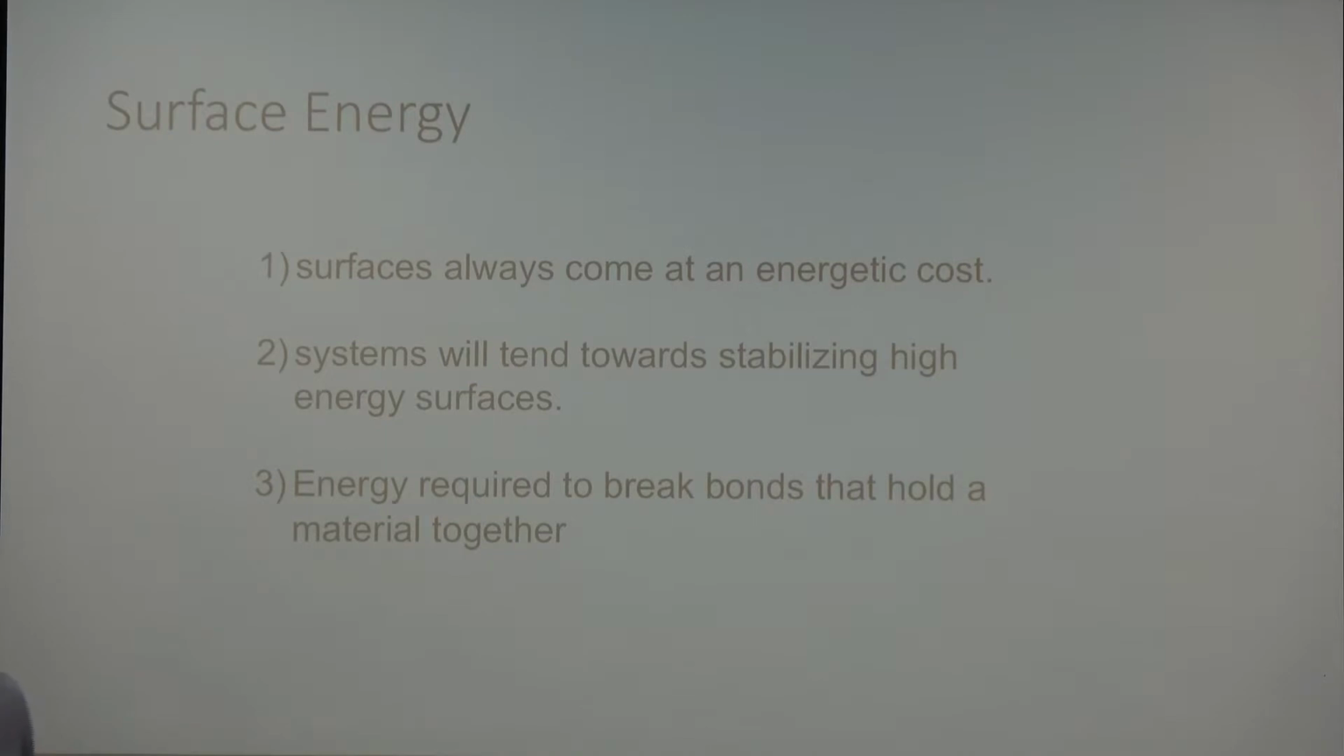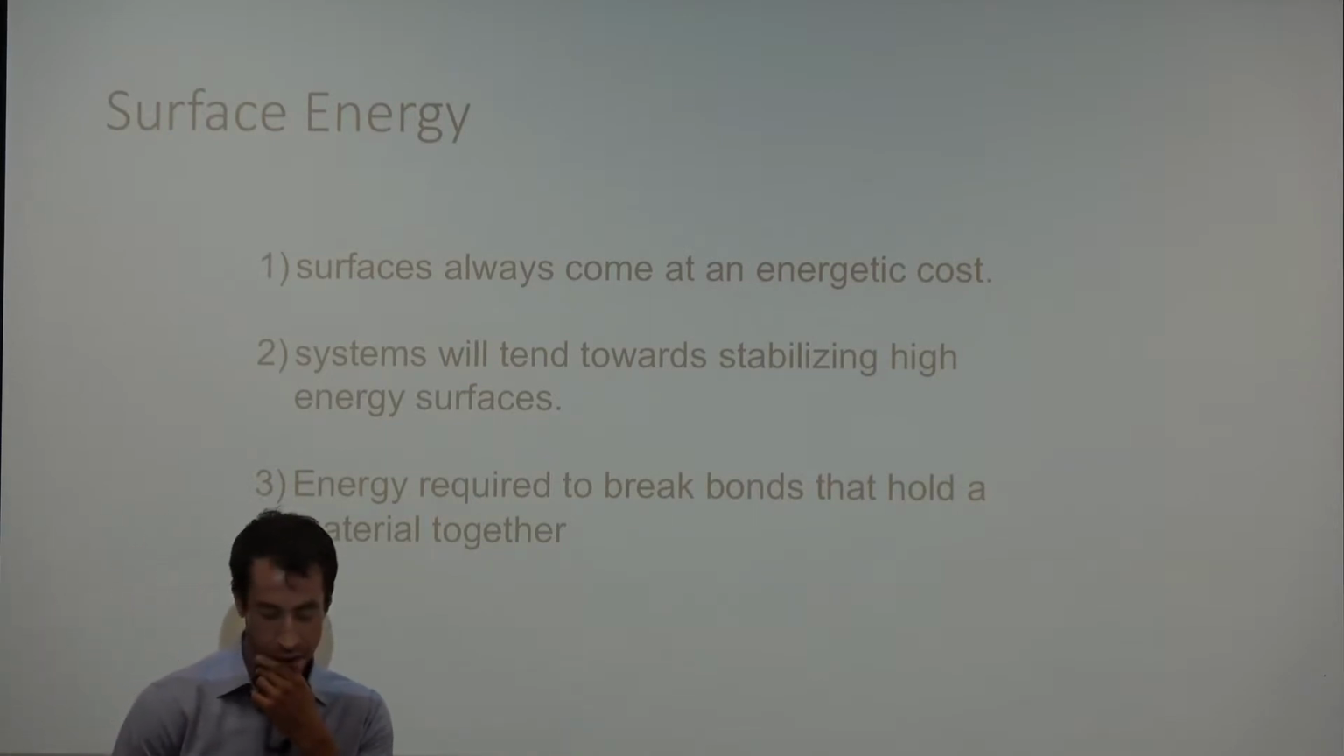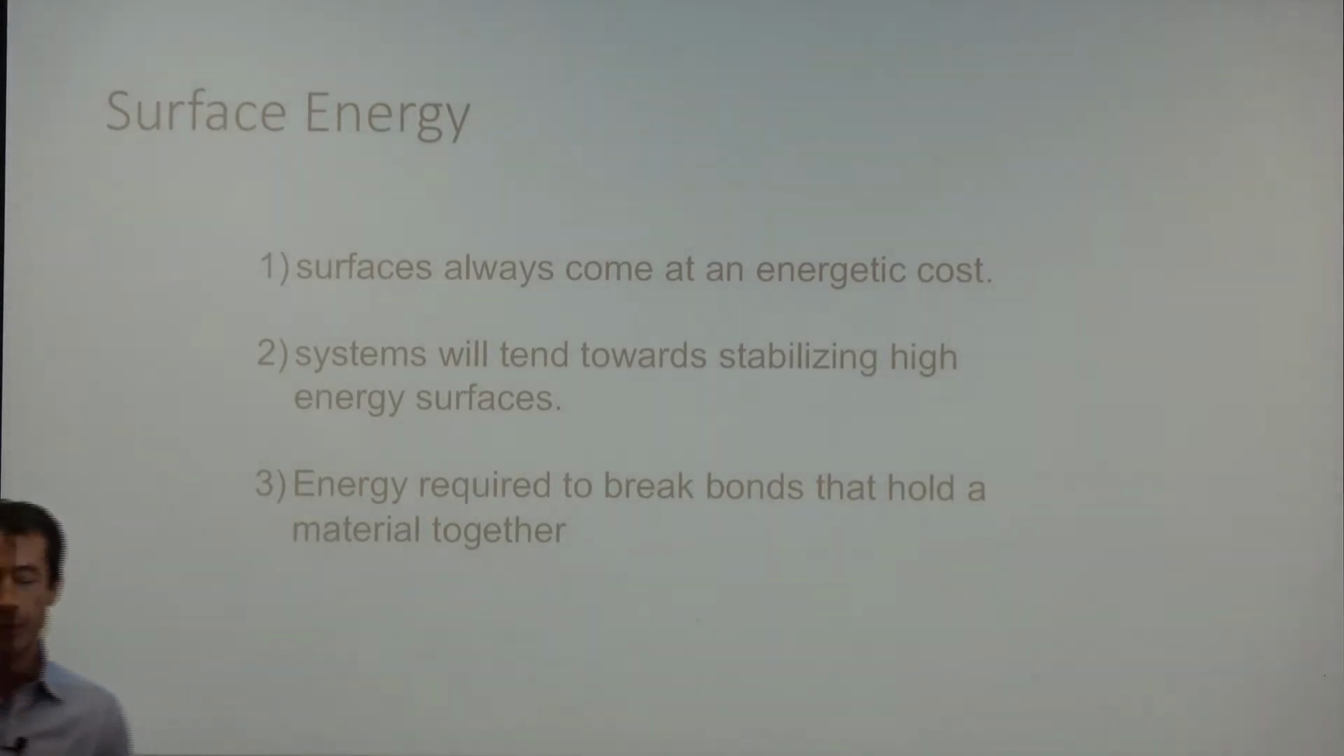Okay. So let's talk about surface energy. So these were some of the conclusions from last time. Surfaces always come at an energetic cost, right? And that just makes sense because we're going from atoms that are bound to each other to atoms that are on their own, right? And so they're no longer sharing electrons. They either have too many or not enough electrons, right? And so they're inherently less stable, and therefore more energetic, right?